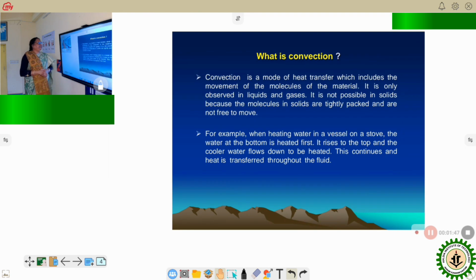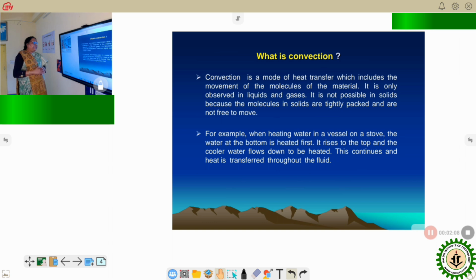Regarding convection, it is the mode of heat transfer which includes the movement of the molecules of the material, and it is only observed in the liquids and the gases. It is not possible in the solid because the molecules in the solid are tightly packed and are not free to move.